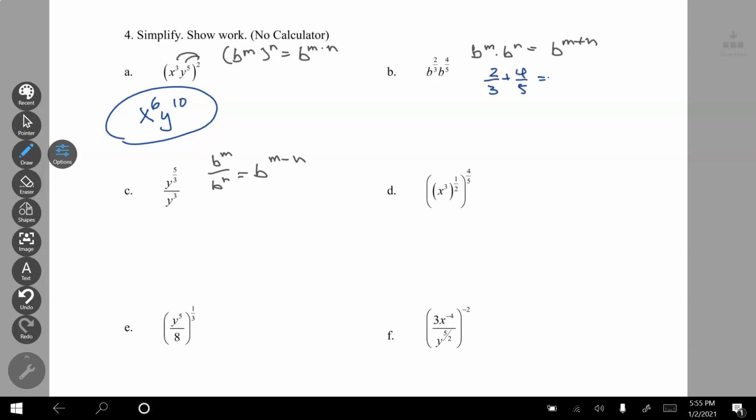Now it's a little bit harder when I have to add fractions. I'm not going to lie about that. I find a common denominator, 15, so I multiply this one by 5, I get 10. I multiply this one by 3, I get 12. I get b to the 22 over 15. Just leave it as an improper fraction.